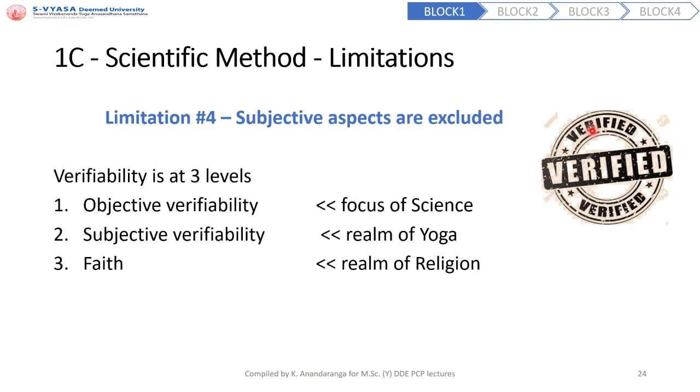We all know that. So when you look at verifiability as a concept, you can view it under three layers. There is an objective verifiability, which is strictly the focus of science. There is also subjective verifiability, which is the realm of yoga. When I experience something in my meditative state, and you experience the same as well doing the same meditative technique, then you and I have verified to each other. This is subjective verifiability.